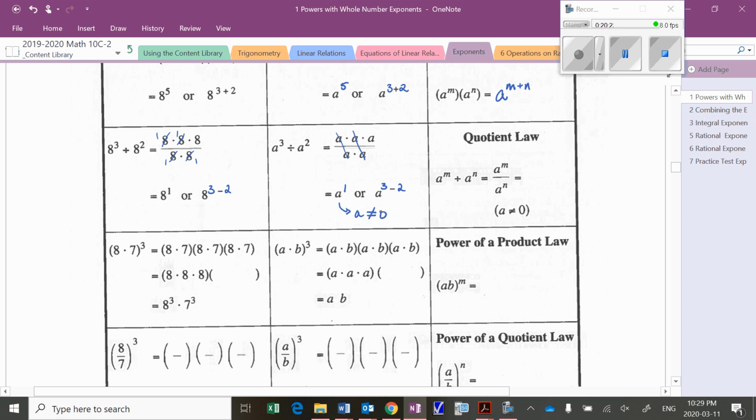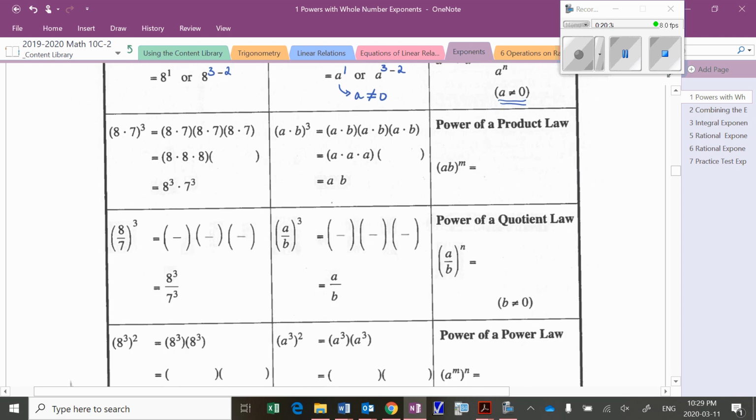So in variables, then a to the m divided by a to the n, and that can be written left to right or as a fraction. And so we're looking at a to the m minus n, and you can see that condition right there, that the base cannot equal 0 for a quotient law.